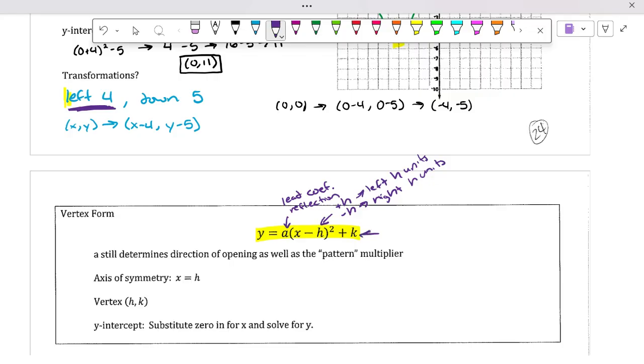Now, k. If we have a minus k, like in our original that we did up top, what direction did we go if we did minus k units, or minus 5 units? We did down. What about plus? What do you think? Up.